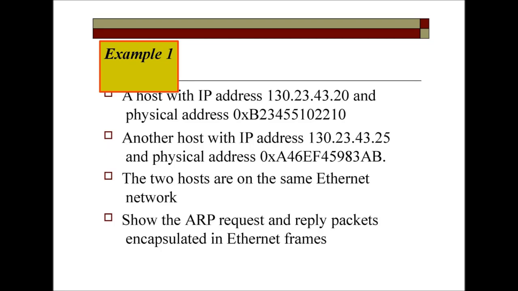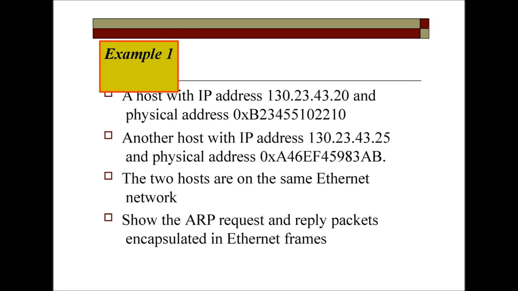Example number 1. A host with IP address 130.23.43.20 and physical address 0xB2345510210. Another host with IP address 130.23.43.25 and physical address 0xA46EF45983AB. The two hosts are on the same Ethernet network.